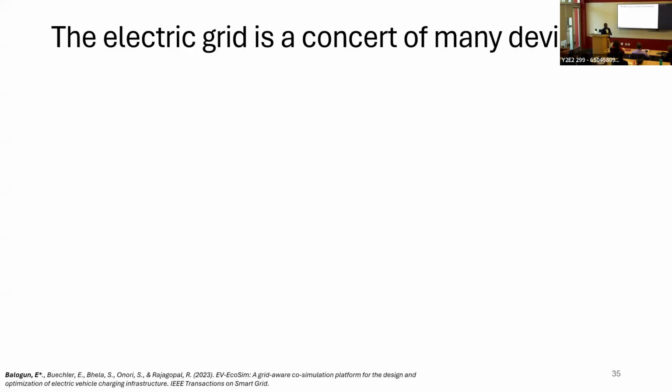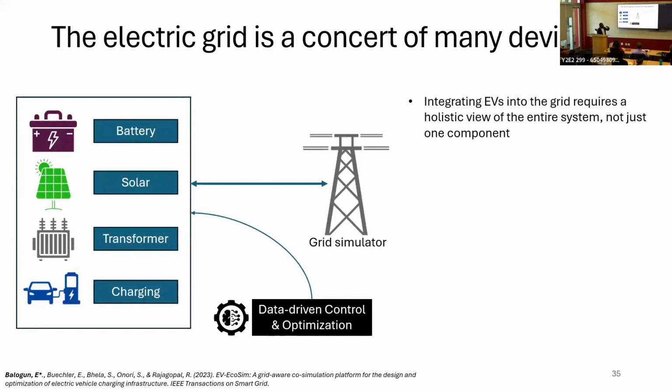So the electric grid is truly a concert of many devices. It comprises many things, and honestly, the more I learn about it, the more I marvel at how it works today. When we think about integrating EVs into the grid, we need to have good modeling. We also need to have detailed dynamics of different subsystems. So we built something called EV EcoSim, a multi-time scale co-simulation platform. And it comprises different components, such as the battery, the solar, transformers, and charging systems.